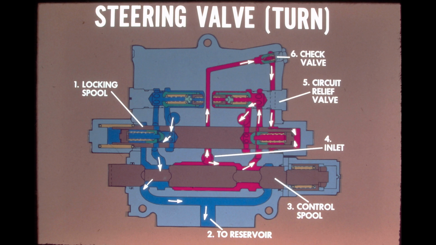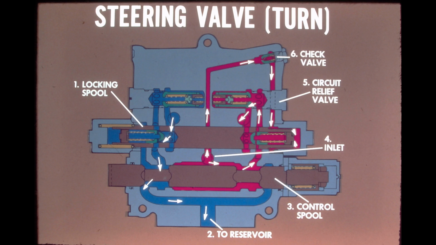We'll now take a look at what happens when making a turn. The control spool has been shifted out of the neutral position, which would turn the machine to the right. The control spool blocks the flow of pump oil back to the reservoir return passage. With the flow of oil restricted, the pressure will increase at the inlet. The pressure increase will also be channeled through a cord passage to the check valve.